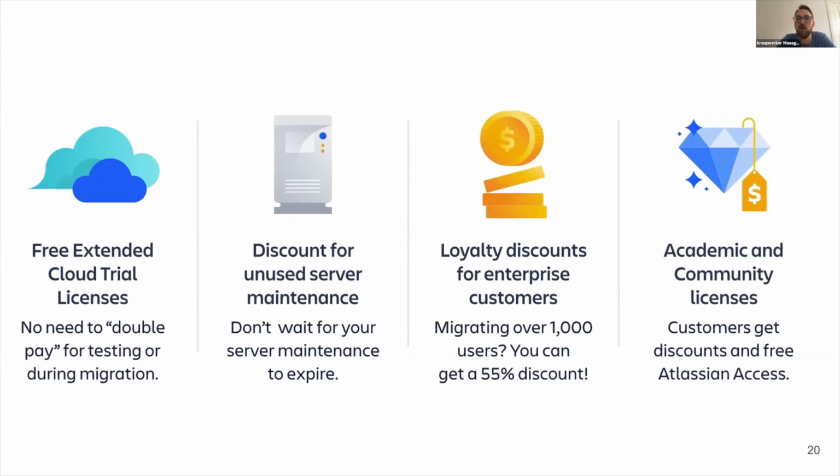So if you're migrating over more than 1,000 users, there's a 55% discount that Atlassian is giving you. And if you belong to the domain of academic or community customers, same as for the server licenses, you will get these licenses for free on cloud as well, or discounted depending on what kind of organization you are. So that was basically a very quick jump through the different license offerings and deployment models that Atlassian is offering.